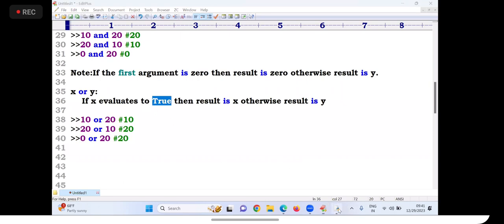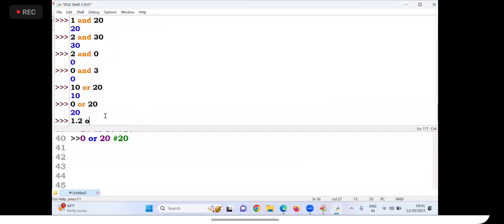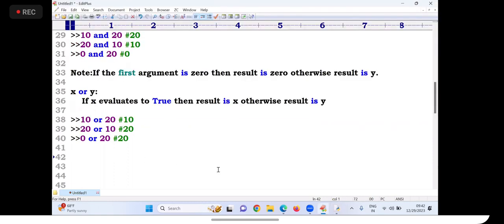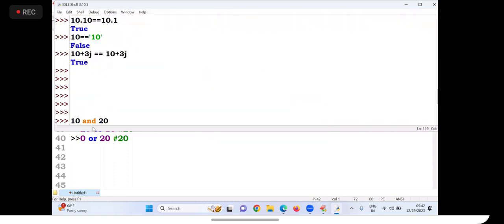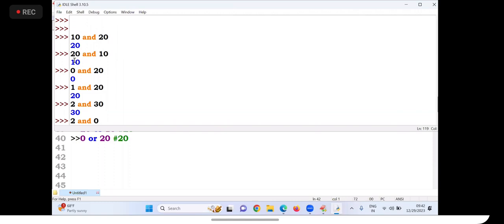If I want to do 1.2 or 20.2, what is the output? 1.2, because you check whether the first one is true or false. Float, integer, string, I don't bother about that. True or false. Sir, 10 and 20 means 20. 0 and 20 means 0. 10 or 20 means 10.